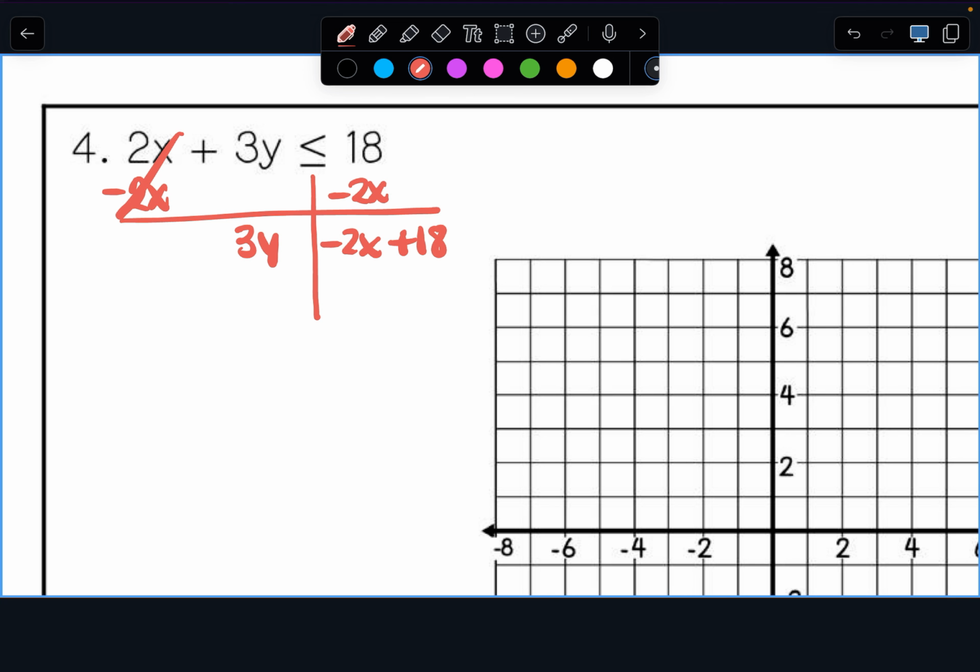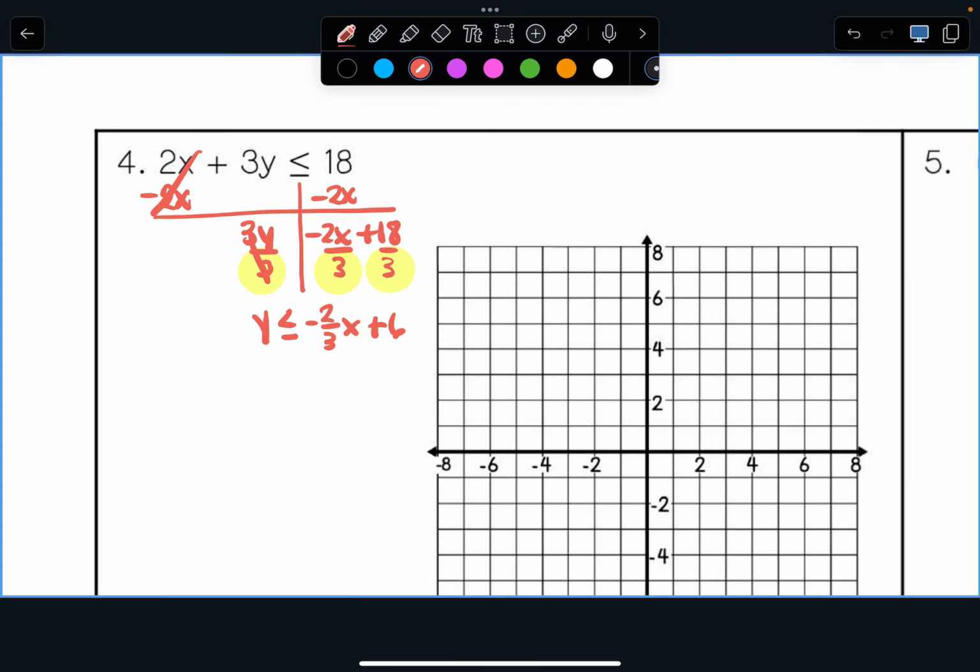All right, and then second step is to, since we have to worry about flipping the symbol, we need to check the number that we're dividing by. The number that we're dividing by is positive, so you do not need to flip the sign. 18 divided by 3 is 6. Okay. Look at your inequality. My inequality is less than or equal to. Solid or dashed? Solid. Above or below? Below.